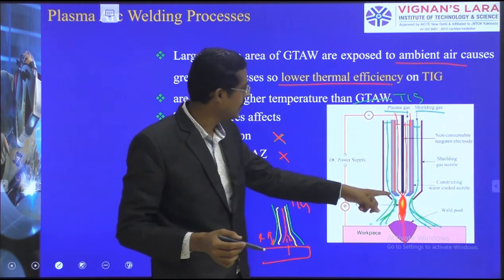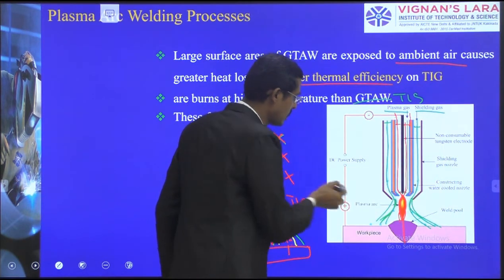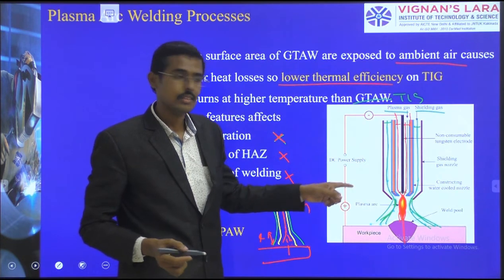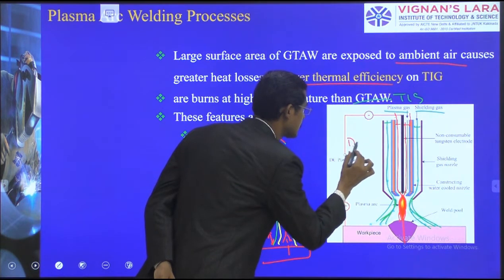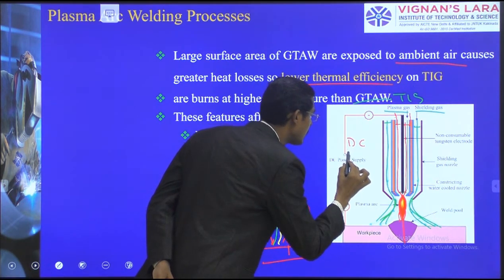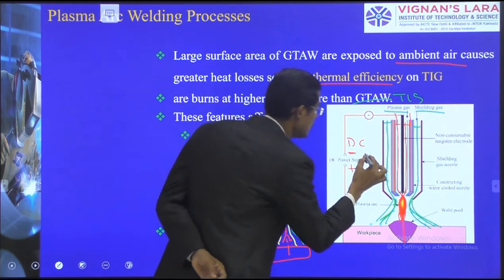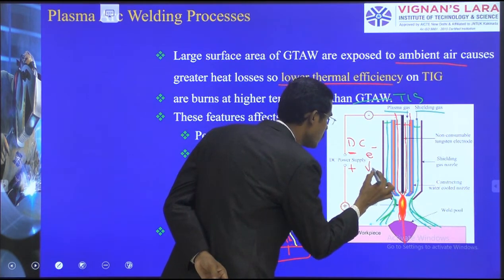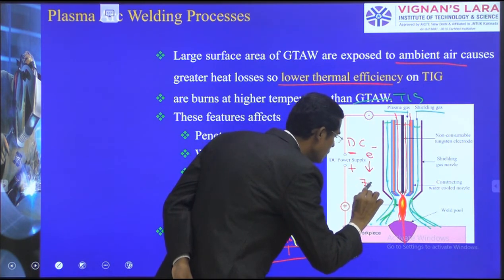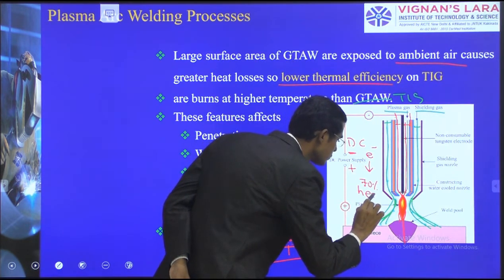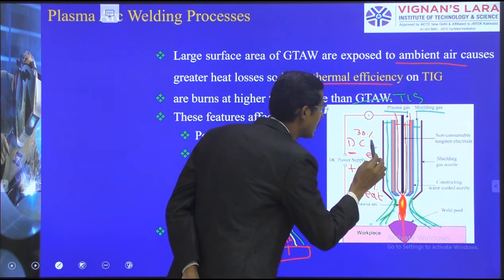At the center, the black color is named the non-consumable tungsten electrode. So this has the constricted arc, and as usual we are supplying direct current, electrode negative. Here the electrode is connected to negative and the workpiece connected to positive. Therefore, the electron flow will take place towards the base material. The base material is going to receive 70% of heat, and 30% will be there in the electrode.